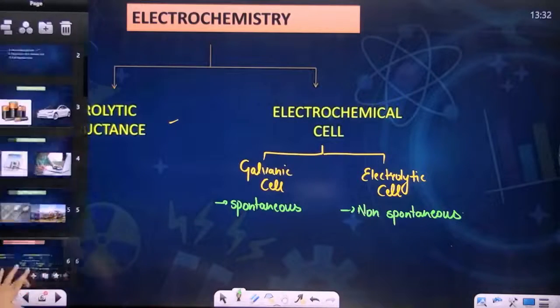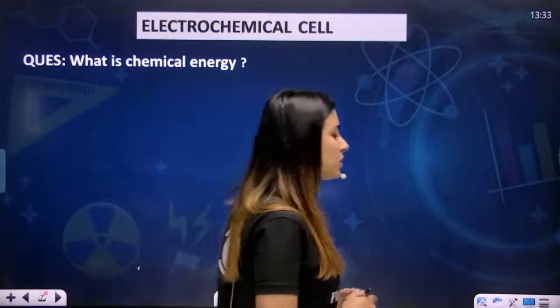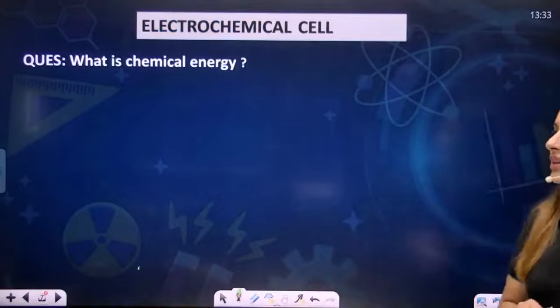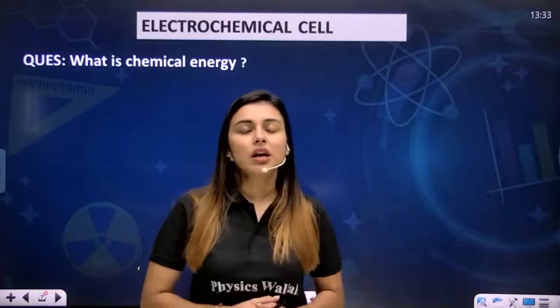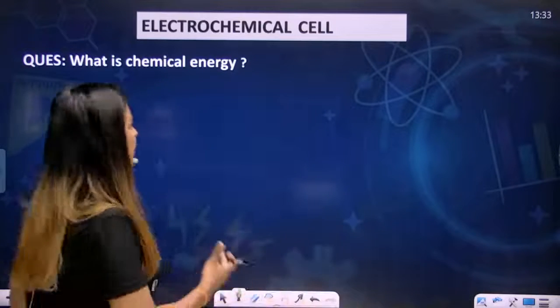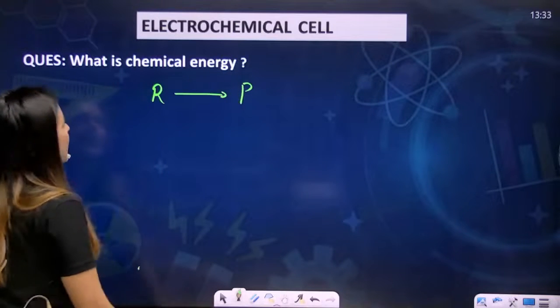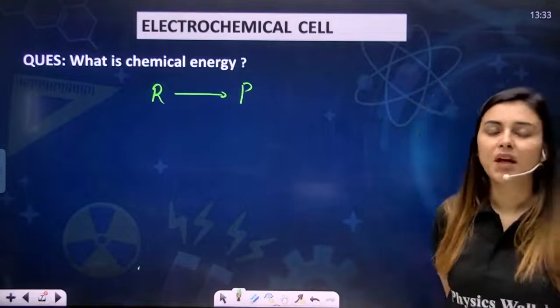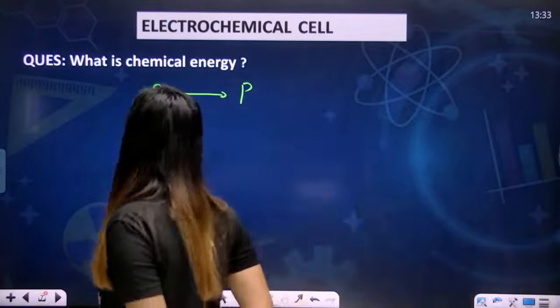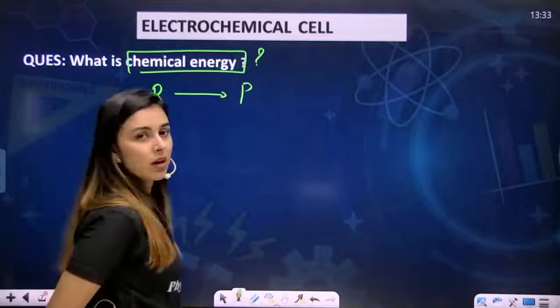Now let's move forward, my dear students. Next, I want to ask you a question. Whenever we talk about a chemical reaction, we discuss a word which is chemical energy. I have a reactant, and this reactant is giving me a product, and I am saying the chemical energy of this reaction is this. So my dear students, I need to know: what is this chemical energy?